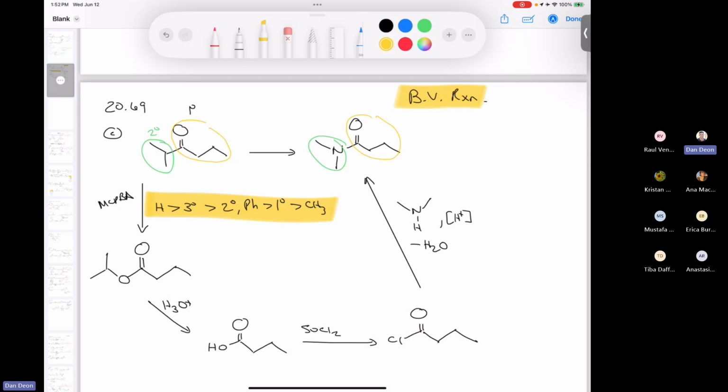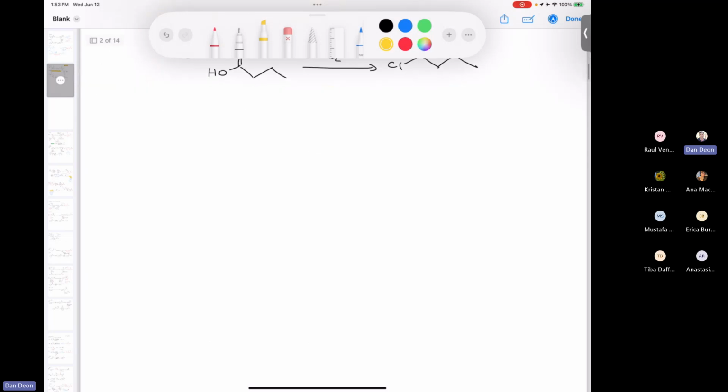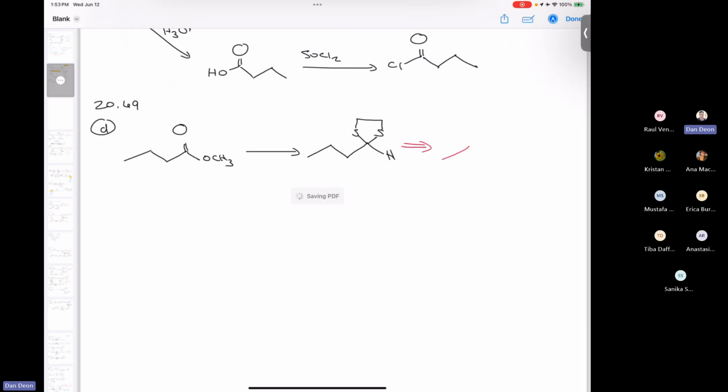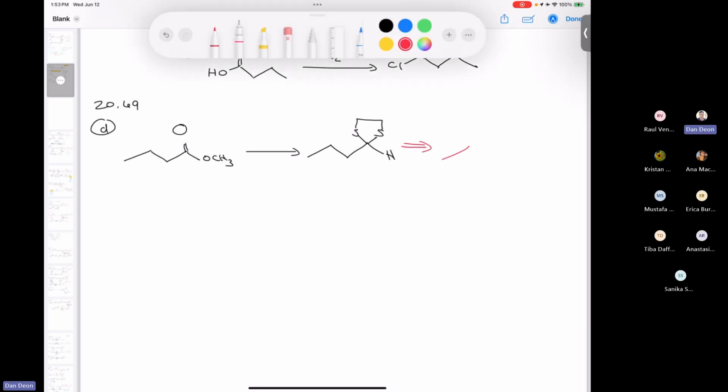So this is 20.69D. All we're going to do in this one is take this methyl ester. So this would be methyl butyrate, and we're going to convert it into a thioacetal. So do I have the right number of carbons? I do. So we're converting it into this thioacetal. And so to make the thioacetal, I'm going to have the aldehyde. So we'll draw the aldehyde like this.